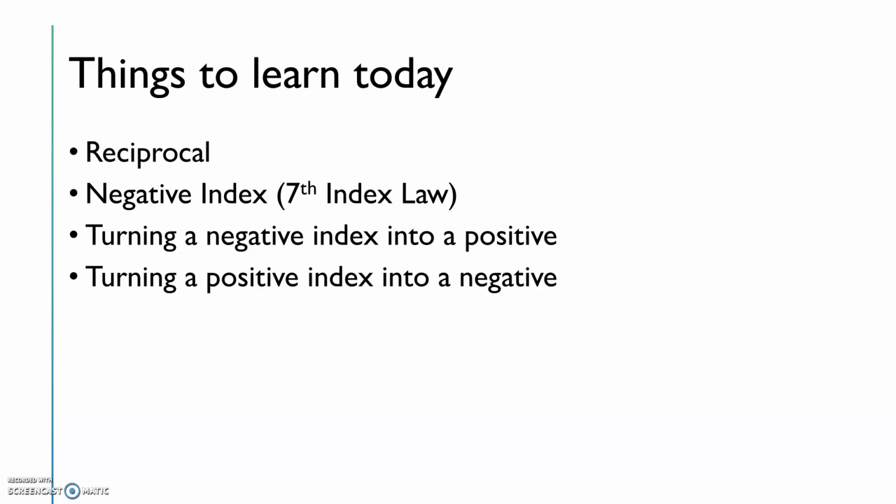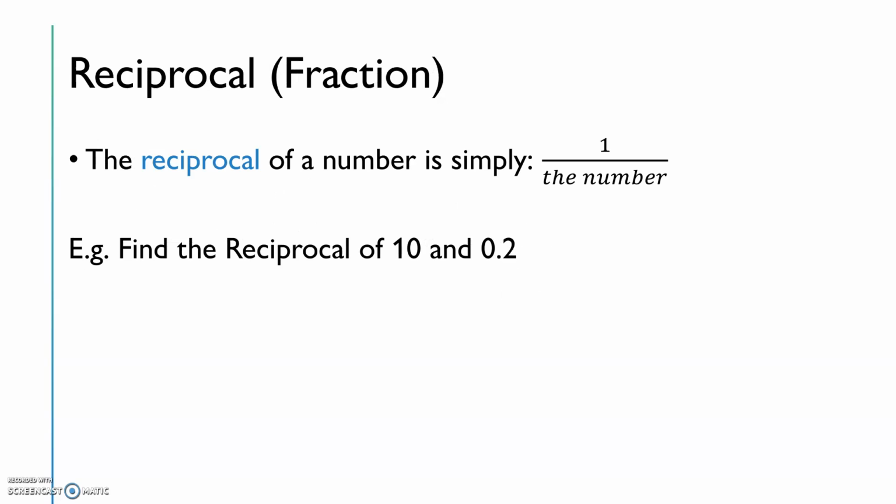We're going to learn how to turn a negative index into a positive one and vice versa, turning a positive index into a negative one. So, a quick recap: the reciprocal of a number. I hope you have done this in Year 7 when you were doing fractions. But if you haven't, the reciprocal of a number is simply 1 divided by that number, or 1 over that number. So for example, if we want to find the reciprocal of 10, we just say it's 1 divided by 10. And if we do that, we know it's 0.1.